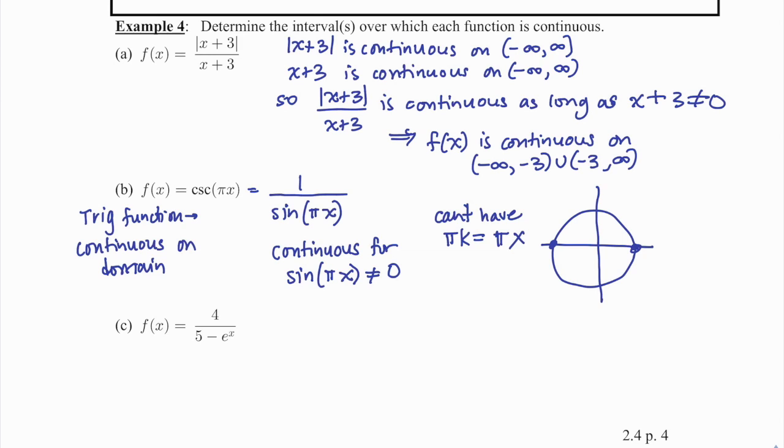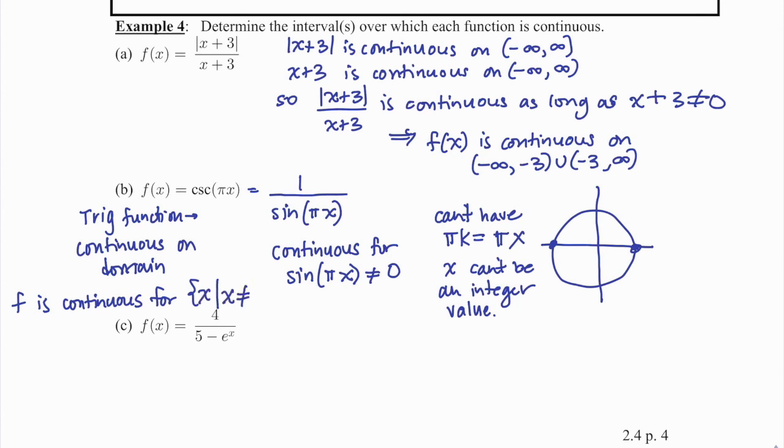So these are the places where the sine value would be 0, any multiple of pi, and pi x is our input here. So it looks like if x is any integer, we're going to have a problem. We'll have a 0 in the denominator. So we would say f is continuous maybe for the set of all x's such that x is not an integer.